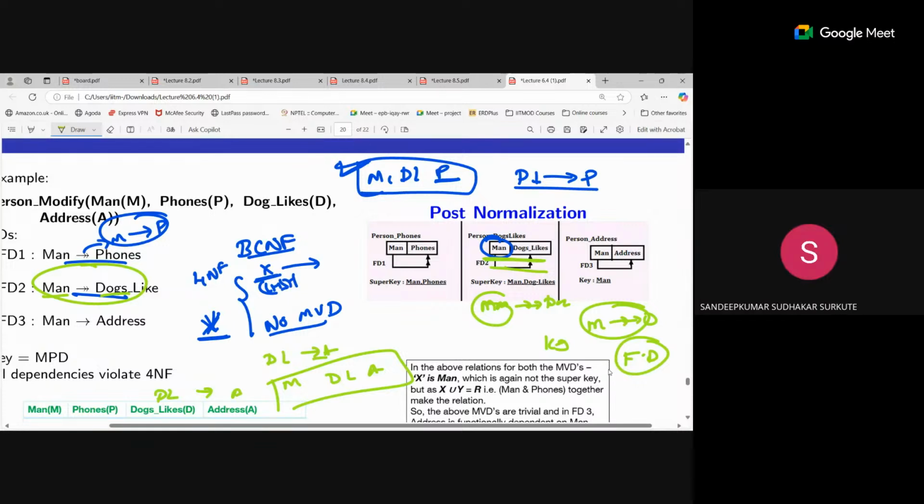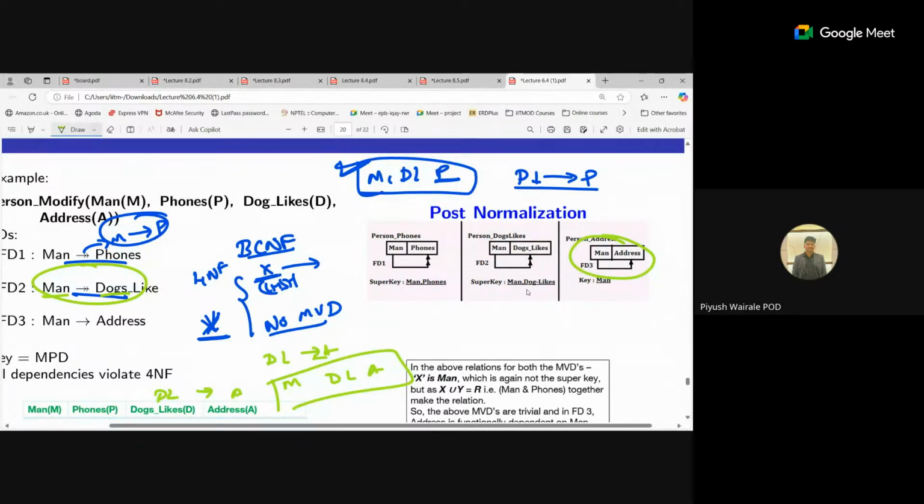Understood. But then man, dog likes and address is still not in 4NF, no? Then man determines address is a functional dependency, isn't it? Yeah, here we make a separate relation for that, right? You can see here.